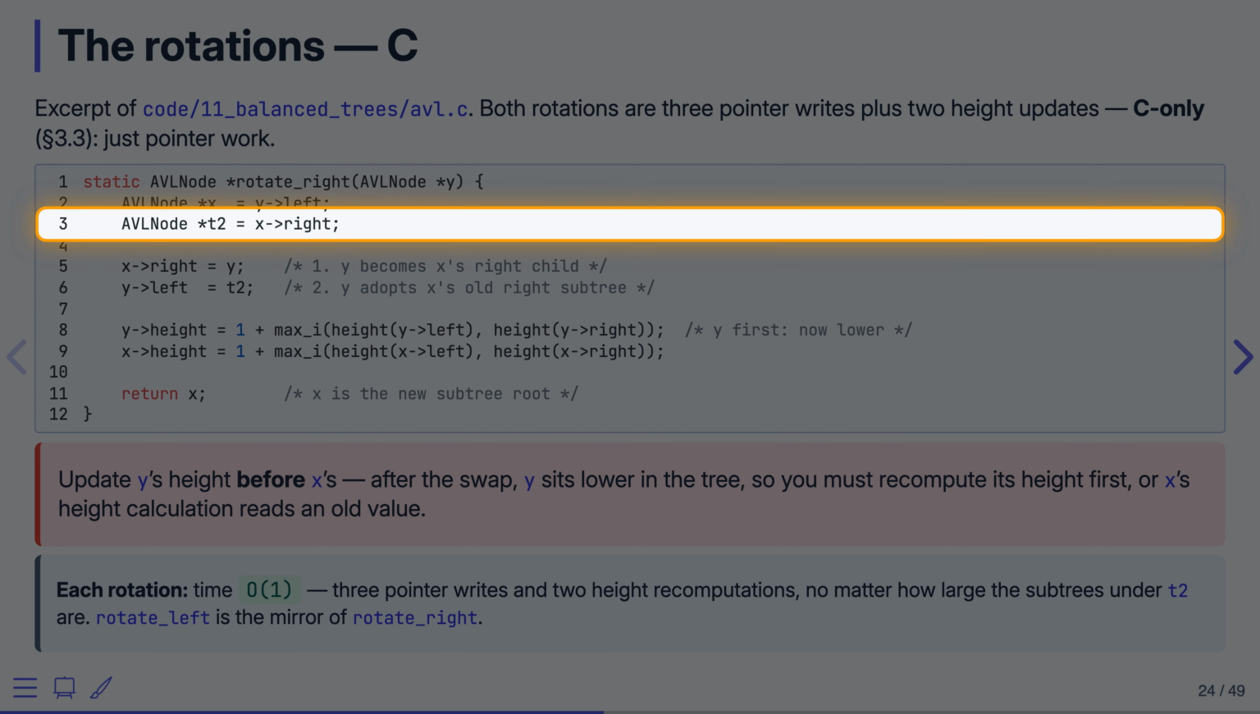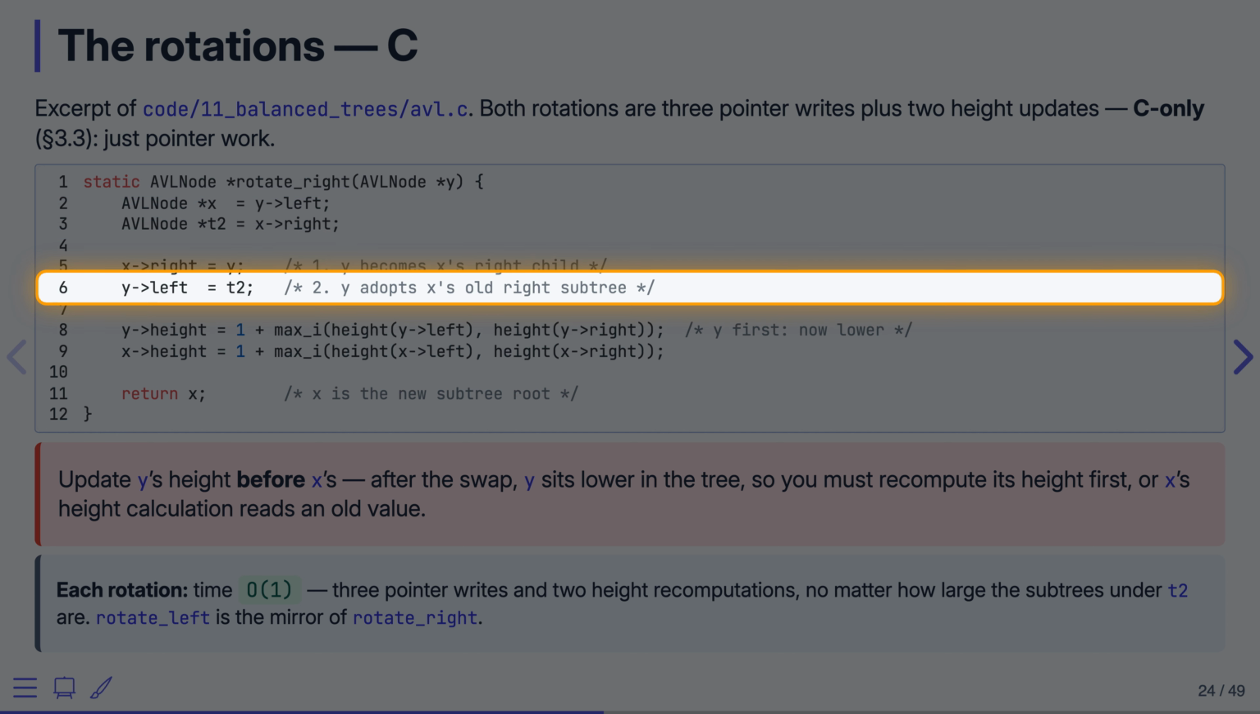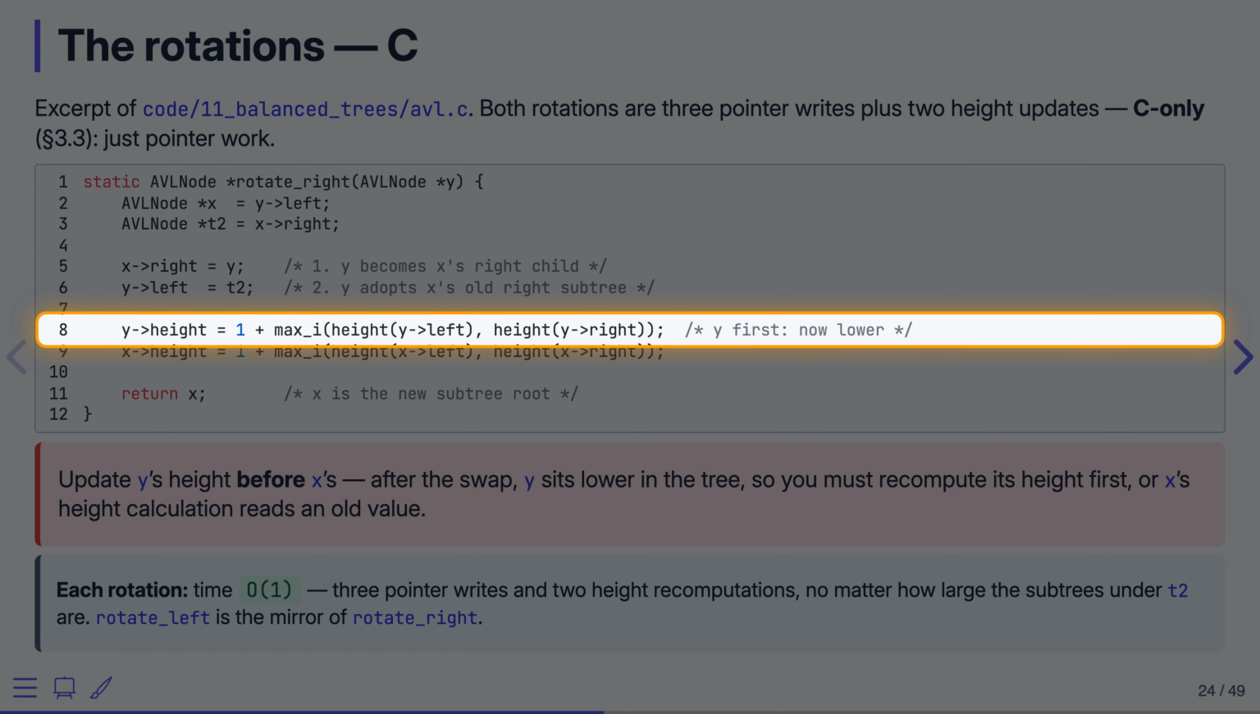Then we save X->right in a helper called T2. This is the subtree that needs a new home after the rotation. Now the first relink. We set X->right to Y so Y becomes X's right child. The second relink. We set Y->left to T2, so Y adopts X's old right subtree as its new left subtree. Now we fix the heights.